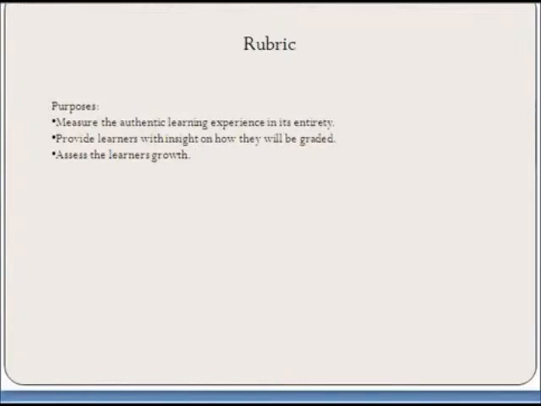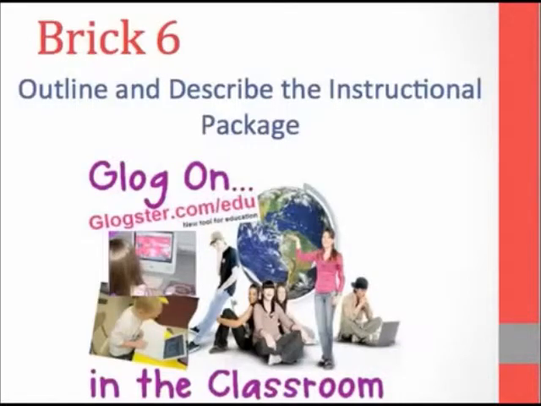The rubric will describe a set of criteria that assesses the indicated performance objectives listed that were provided earlier. This section outlines and describes the instructional package on the use of Glogster in the classroom.